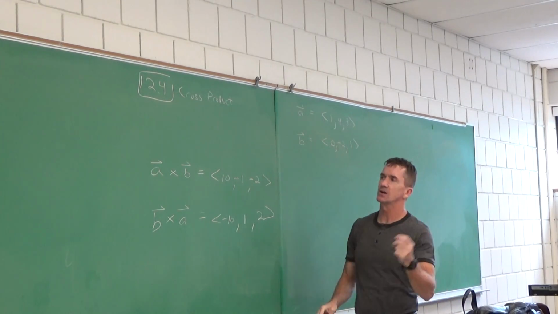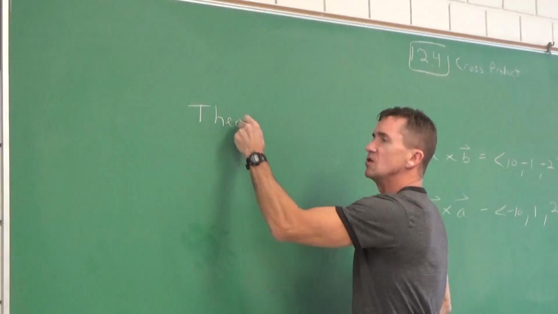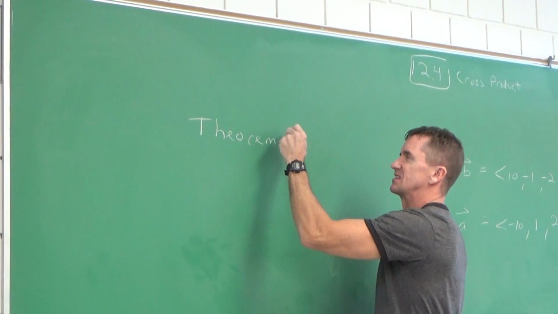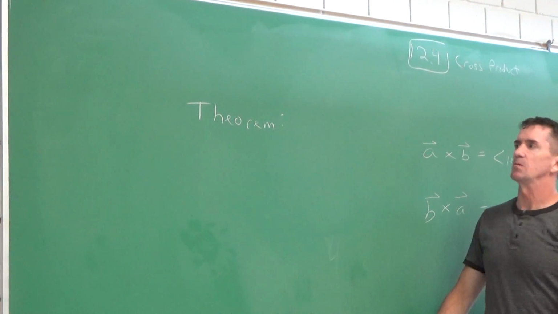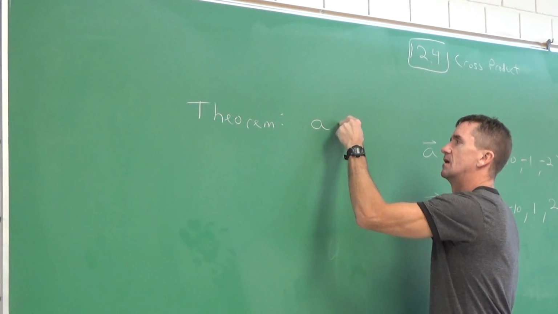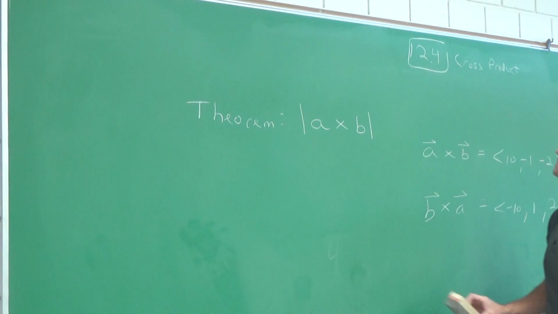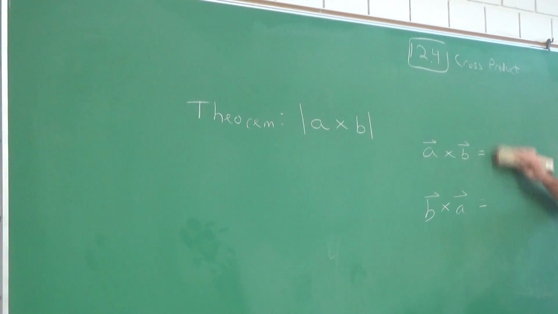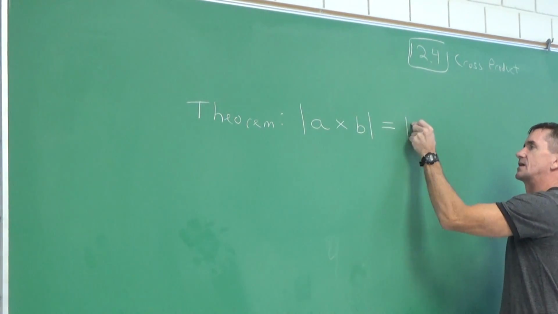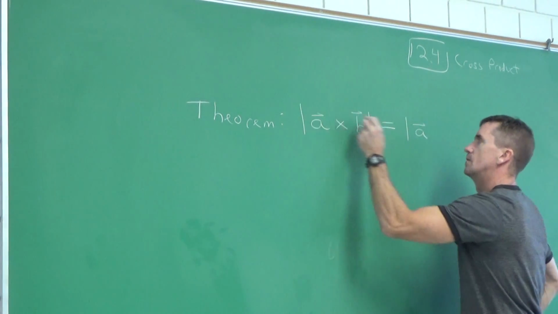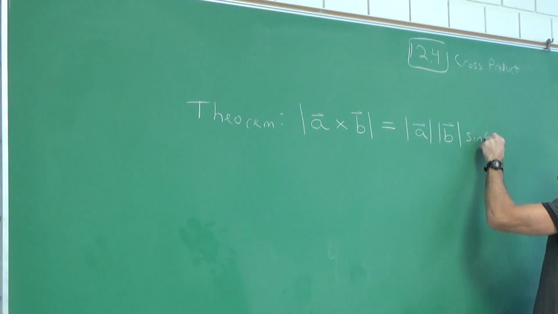Well, here comes our next theorem. We'll prove some stuff today, but we're not going to prove this theorem. Again, it's one of those theorems where the proof's in the book. This one we won't prove, but this is the magnitude of a cross product. I'll erase this. It is equal to the magnitude of vector A times the magnitude of vector B times the sine of theta.